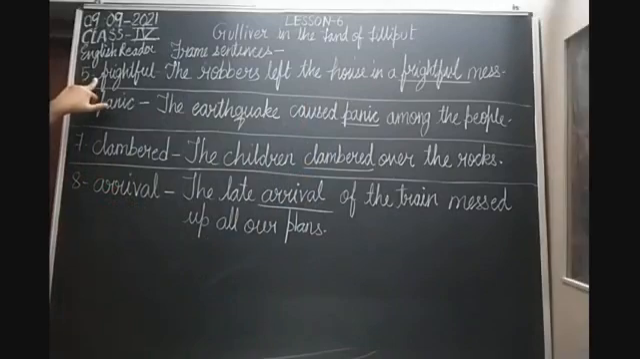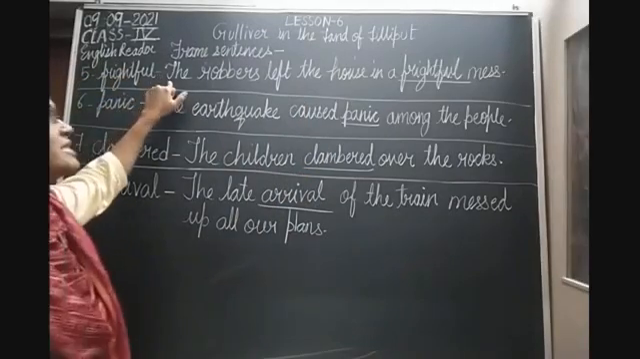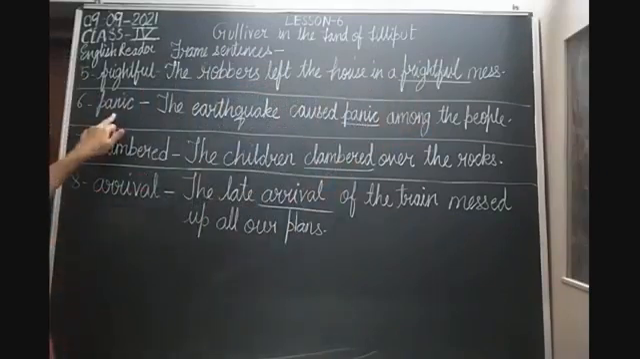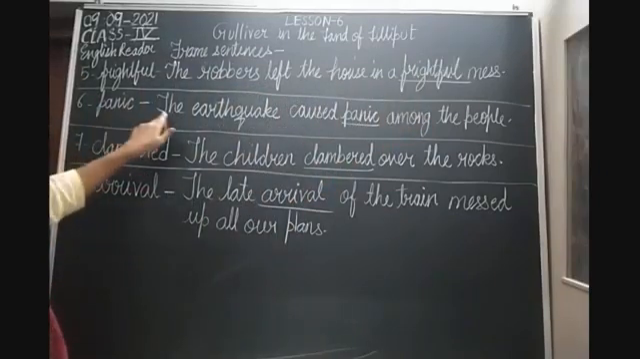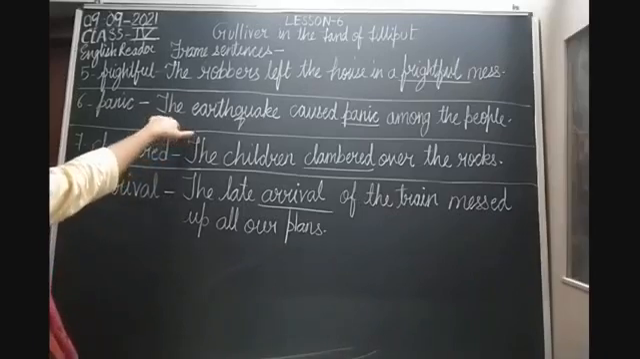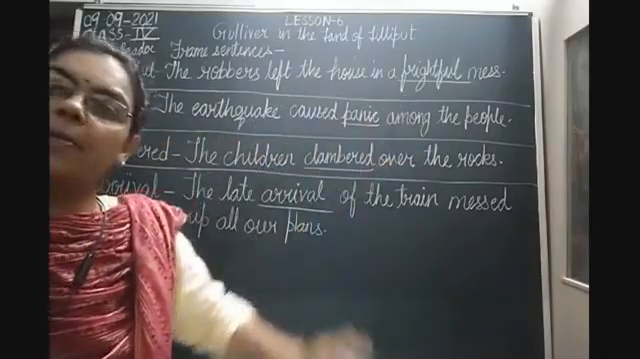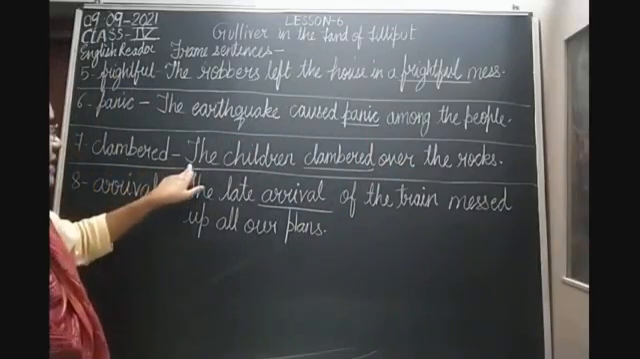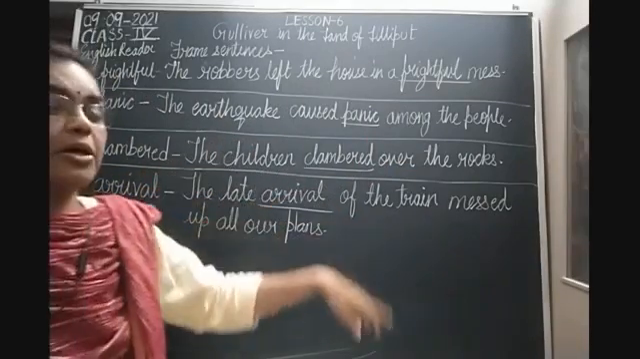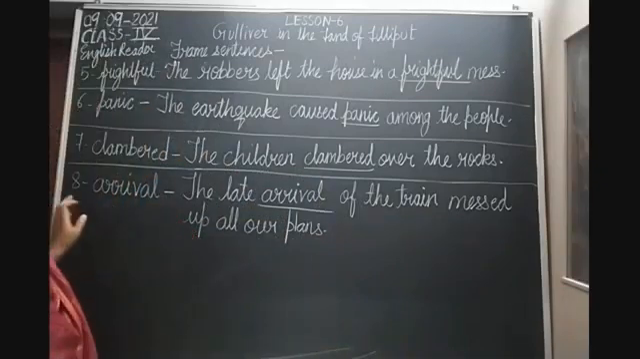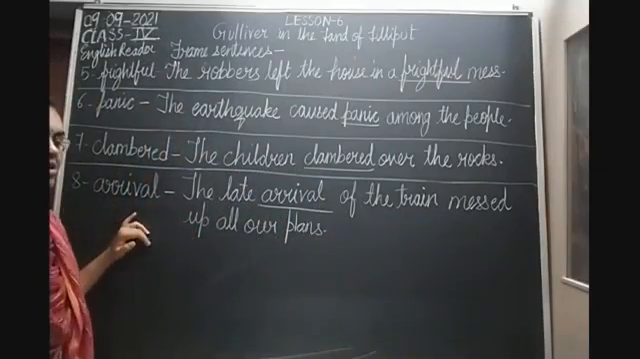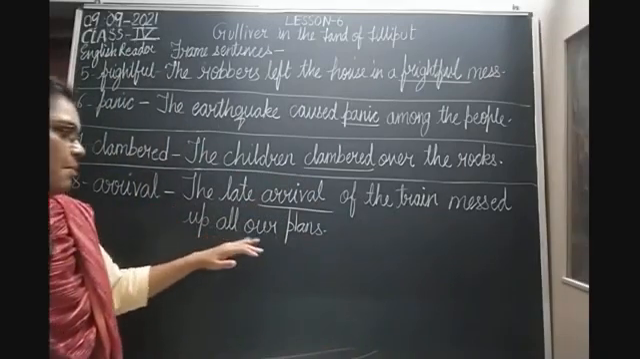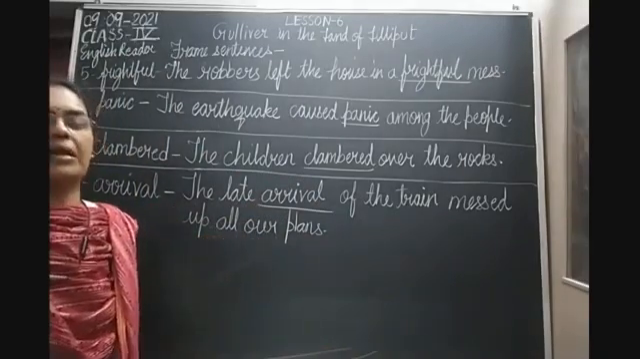The fifth word is frightful, and the sentence is the robbers left the house in a frightful mess. The sixth word is panic, and the sentence is the earthquake caused panic among the people. The seventh word is clambered, and the sentence is the children clambered over the rocks. The eighth word is arrival, and the sentence is the late arrival of the train messed up all our plans.